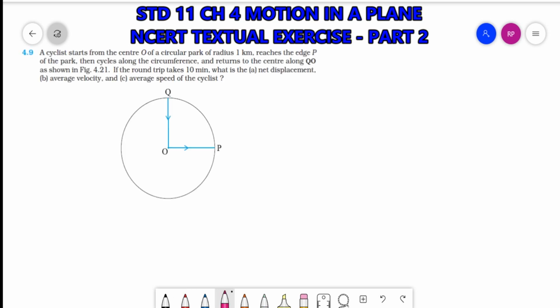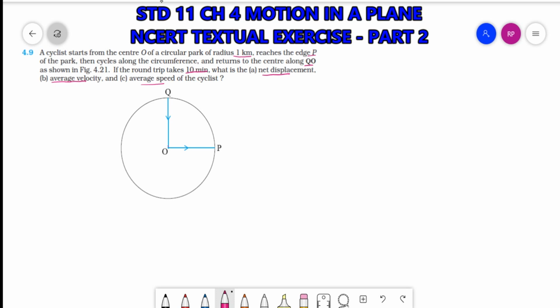4.9. A cyclist starts from the center O of a circular park of radius 1 kilometer, reaches the edge P of the park, then cycles around the circumference and returns to the center along the line QO as shown in the figure. If the round trip takes 10 minutes, what is A, net displacement, B, average velocity, and C, average speed?